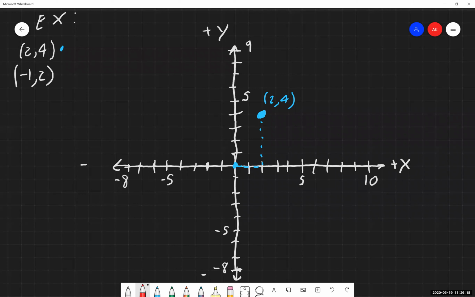So the point -1, 2, that's the next one that we're working with. I'm going to work with that in red. So we're tracking these things. Once again, I'm starting from the origin. Looking at my x value first, I'm going to count 1 in the negative direction. And then I'm counting 2 in the positive y direction. So I'm going up, right to there. And that's my next point, -1, 2.